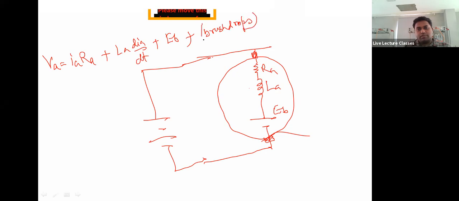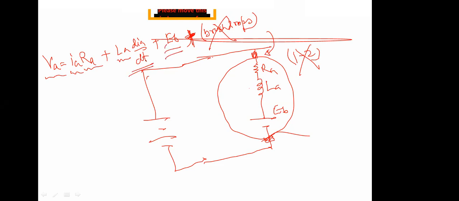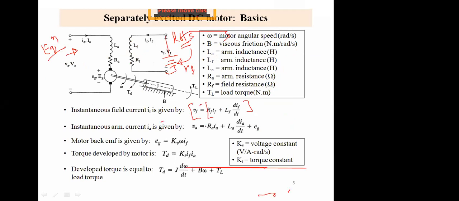All the brush voltage drop would be coming here. But the brush drops are in the range of 1 to 2 volts. That is why they are often neglected. So this does not come into the picture. In case you have to go for a very detailed explanation, then you can take the brush drops also, which is around 1 to 2 volts. So this is the armature voltage, armature current, armature resistance, armature inductance, change in armature current, and this is the back EMF, EB. See, here it is written EG, it's all the same.